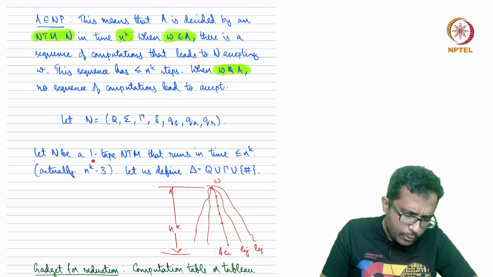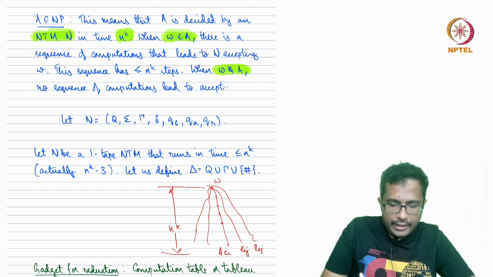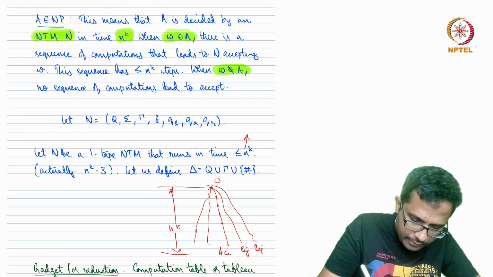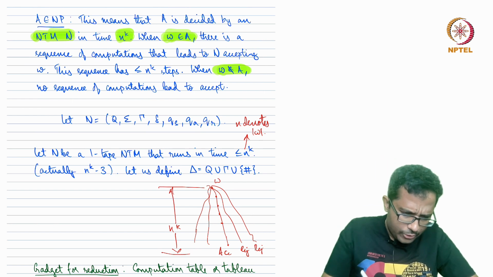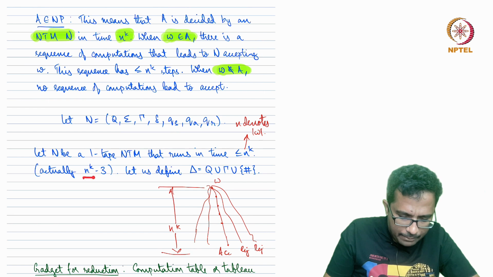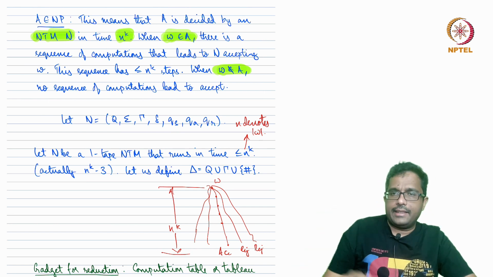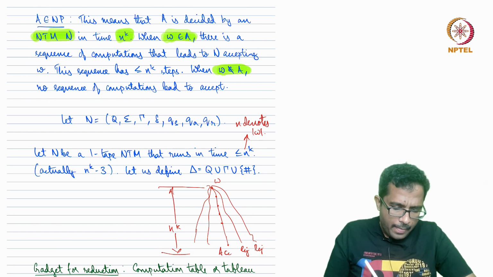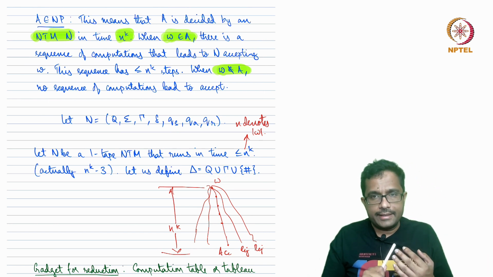Further we will assume that N is a one tape non-deterministic Turing machine, and let's say it runs in time n^k, where n denotes the length of the input, the length of W. And in fact, to be a bit more precise, we assume that it runs in n^k minus 3, which is not really a big assumption, because if it needs n^k, then we'll go to the next k, n^(k+1), so that it runs in n^(k+1) minus 3.